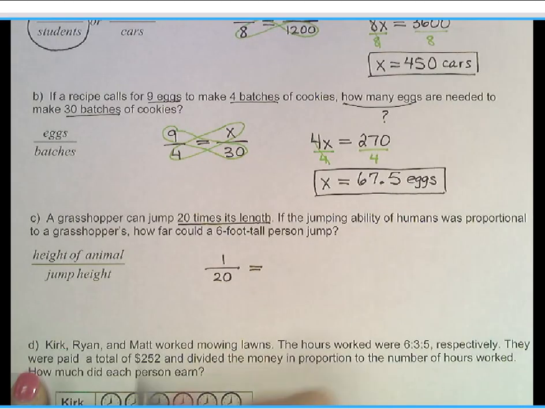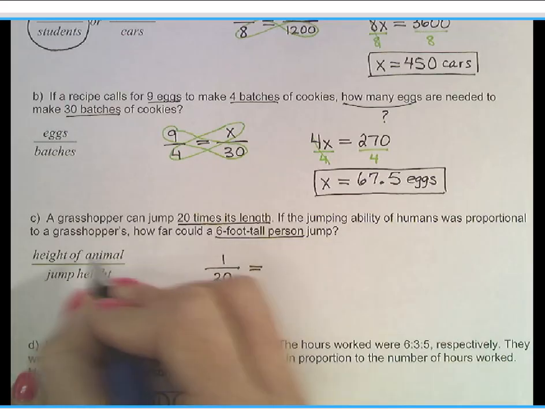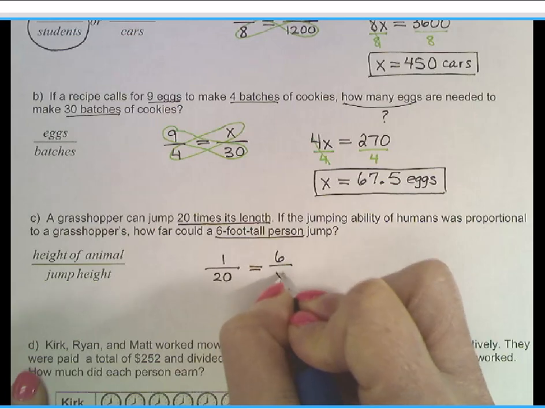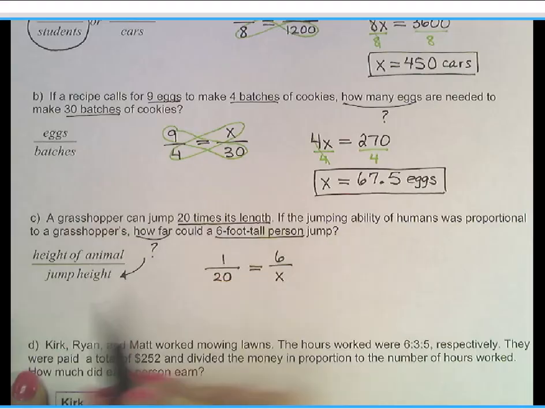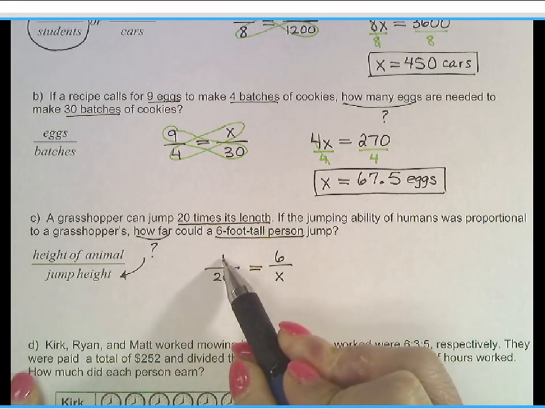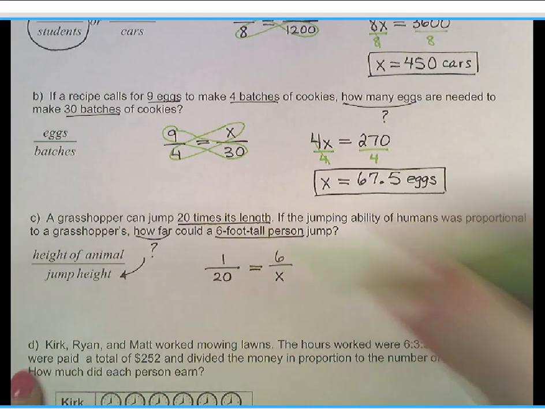So that means a 6-foot-tall person, that's the height of the animal here, the person, 6 feet, how far could they jump? How far could they jump? So the variable goes down in the bottom. So a 1-inch grasshopper could jump 20 inches, a 6-foot person, well, I don't know, let's see.